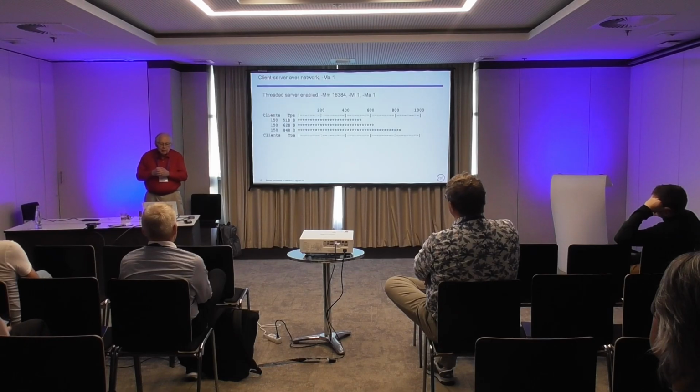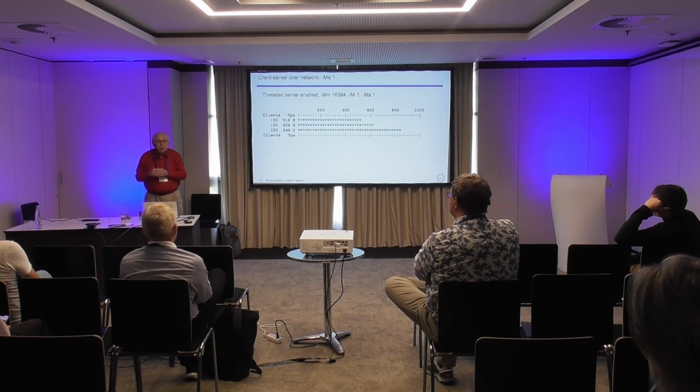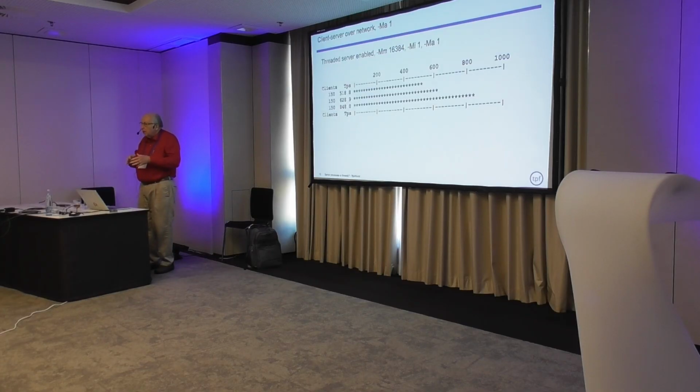Again, threading enabled, but this time, bigger message buffer size, and MI1, MA1. So what we're doing here is comparing multiple server processes. We're going to get 150 servers, one client per server, both for the threaded case and the unthreaded case, one client per server.